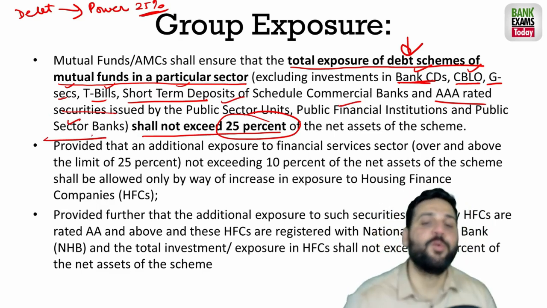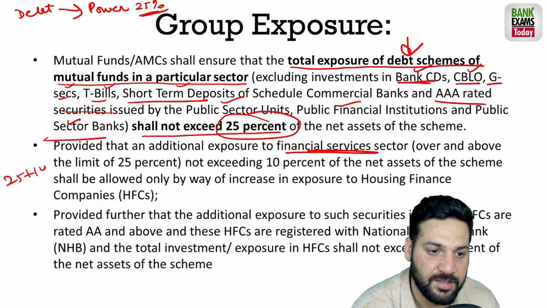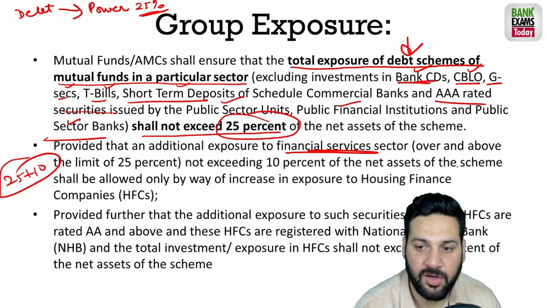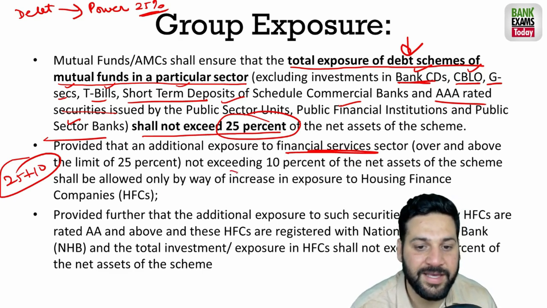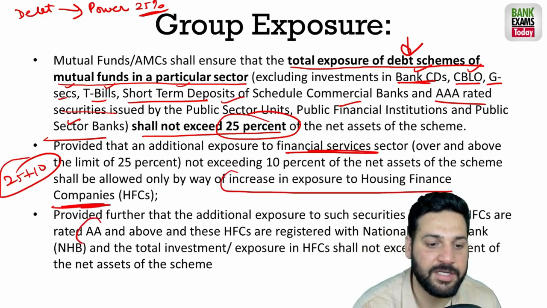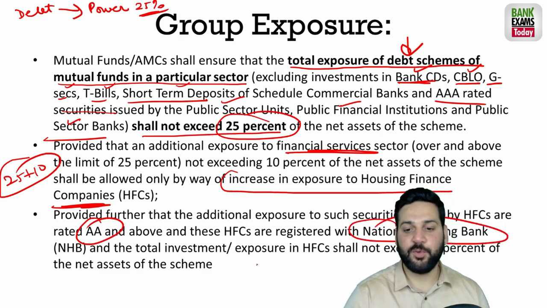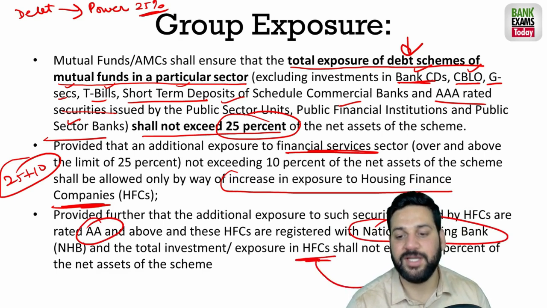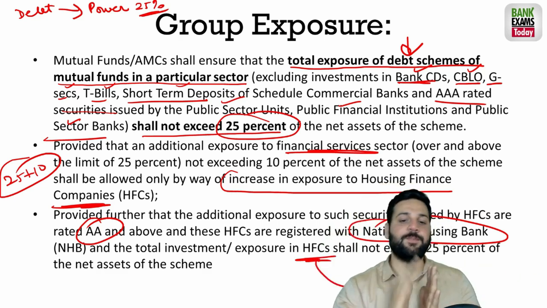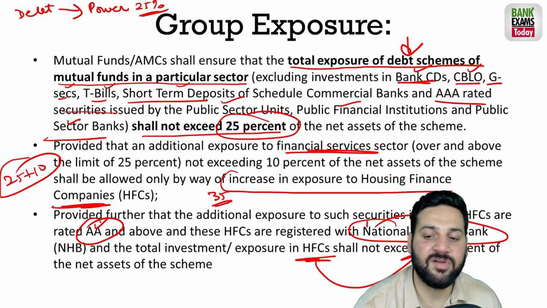So additional exposure to the financial services sector of 10% can be there. So 25 plus 10, if there is a condition, if not exceeding 10% of the net assets of the scheme, shall be allowed only by way of increasing the exposure to the housing finance companies. But those housing finance companies should be rated AA or above, and these should be registered with the National Housing Bank. And the total exposure to these housing finance companies shall not exceed 25%. Okay. In the financial sector, it is 25%. So 10% extra, so 35% if it is rated AA or above and it is registered with NHB.